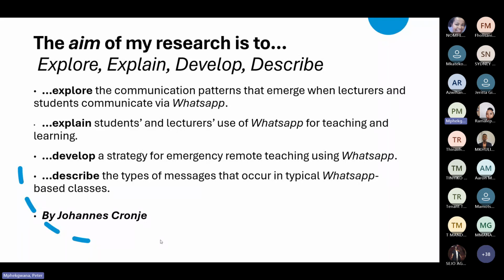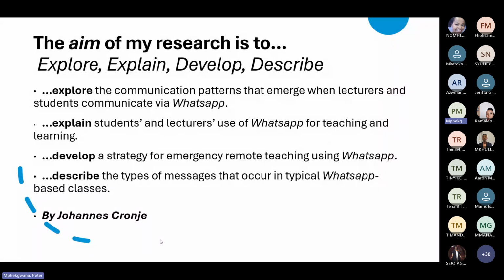So we are doing this study to explore the patterns. At the end of this study, we'll be able to see the patterns that are being used by the lecturers and students to communicate via WhatsApp. So you see that the main idea of this research was to explore those patterns.